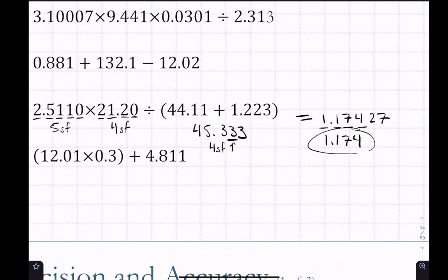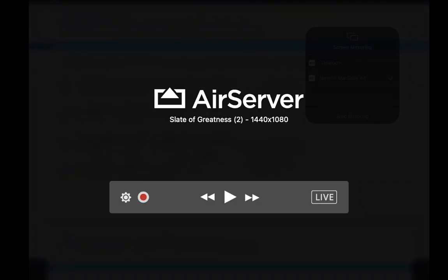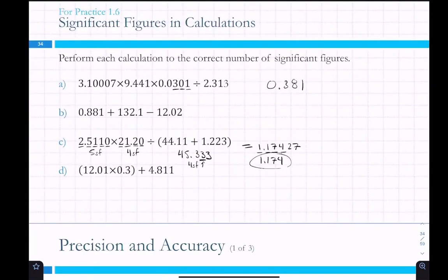So just make sure that you're keeping track of those. All right, so for the first one, what is the answer? 0.381, right? Because our smallest number of sig figs is 301. And then, I guess I just mentioned this, the zero in front of the decimal place is not explicitly required, but putting it there makes it easier to tell that there is a decimal place there. Always the technical difficulties. There we go, 0.381.